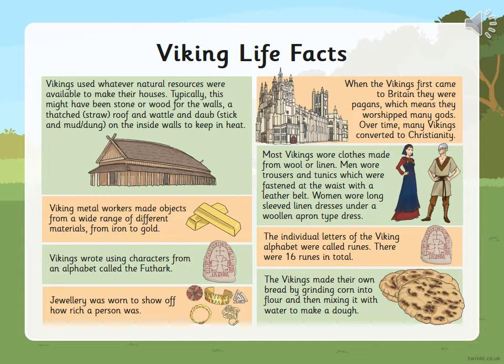Women wore long-sleeved linen dresses under a woollen apron-type dress. The individual letters of the Viking alphabet were called runes. There were 16 runes in total. The Vikings made their own bread by grinding corn into flour and then mixing it with water to make a dough.